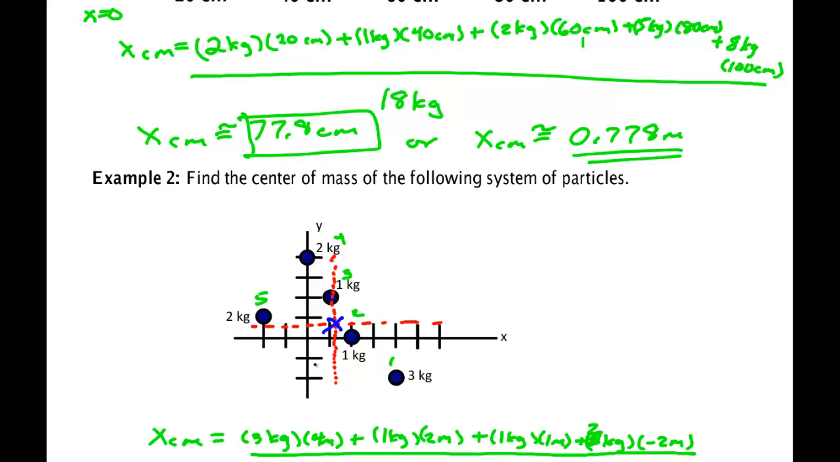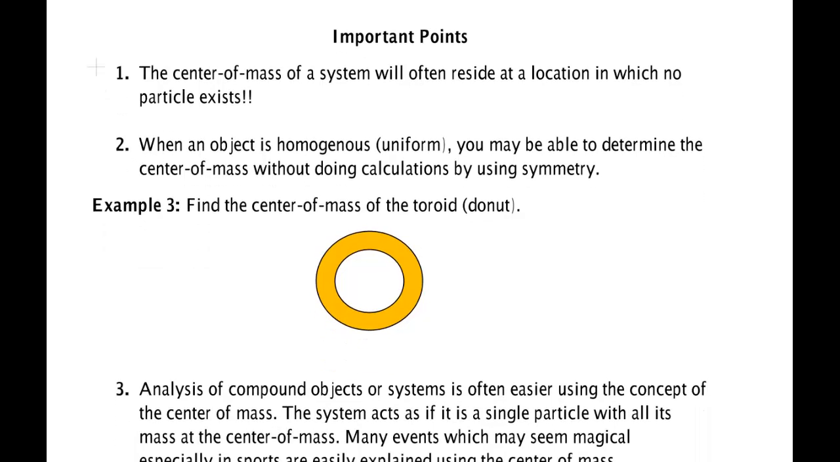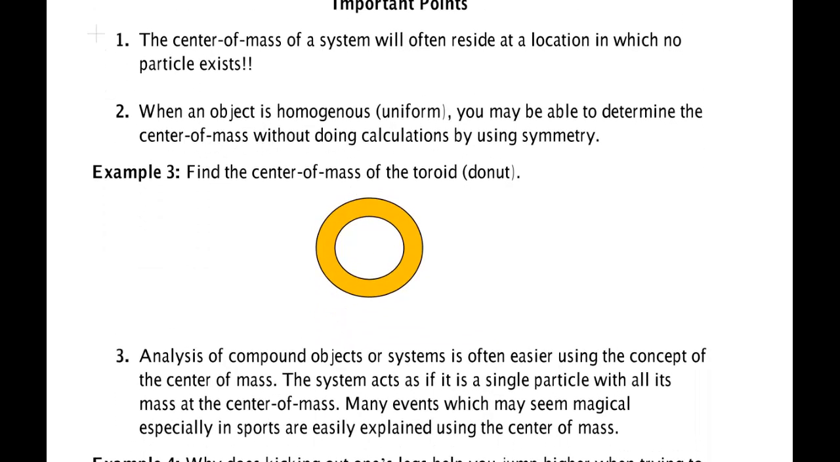It represents the object as a whole. It does not mean that any matter specifically has that value. And this is something kind of important to note. Center of mass will often reside at a location in which no particle exists. And sometimes an object, if it's homogeneous, that is, it's made of uniform material, you might be able to determine the center of mass without doing any calculations.